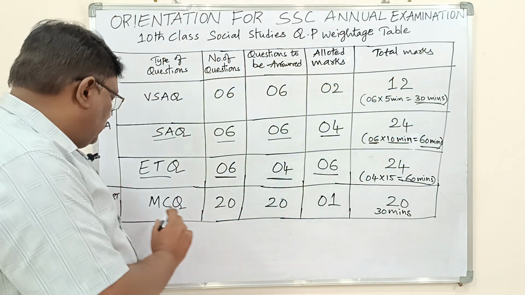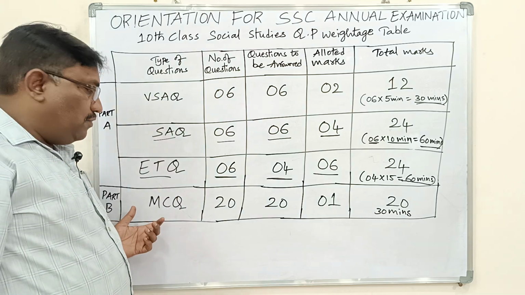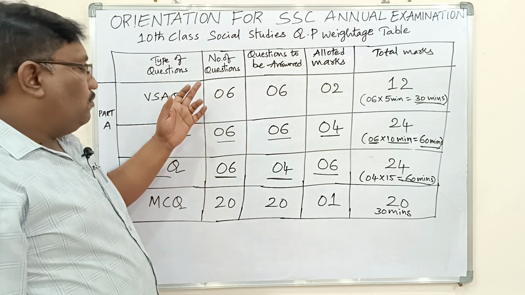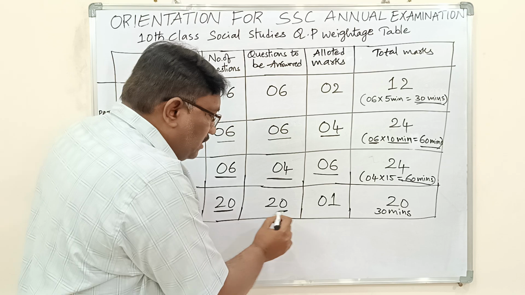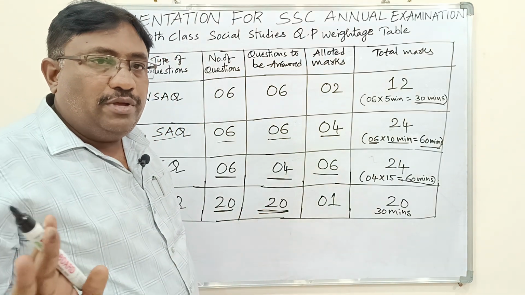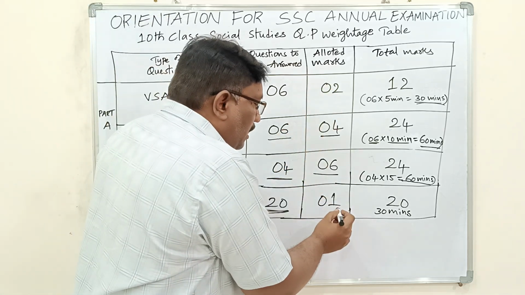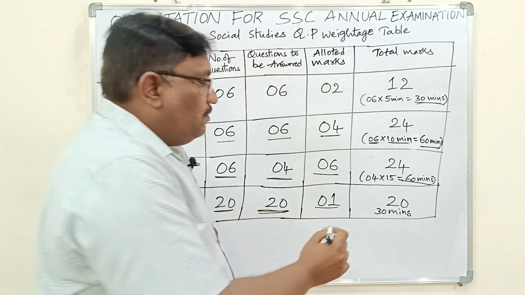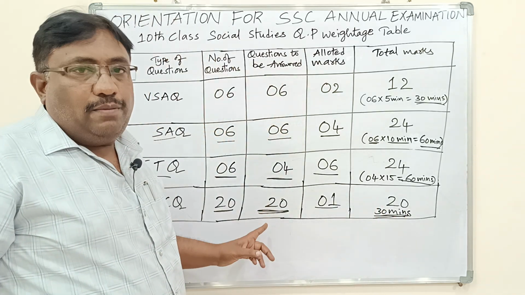Coming to the last area, Part B, multiple choice questions will be there. The number of questions is 20, and out of 20 questions we have to answer all 20. No choice will be given in any subject, nor in social studies. The allotted marks are 1 mark for every question, and we have to allocate 30 minutes of time for this Part B.